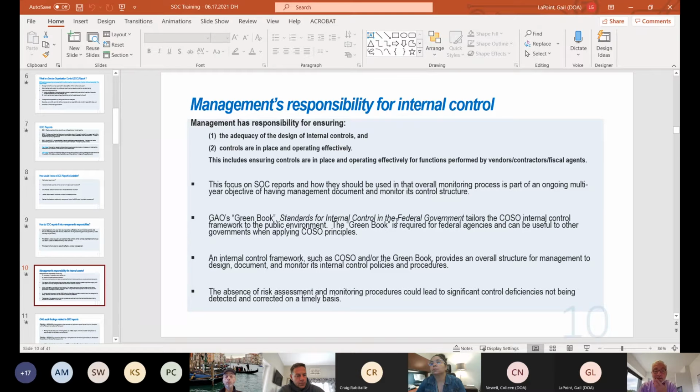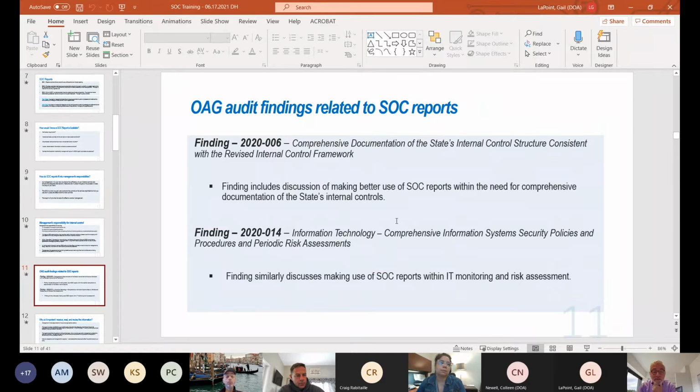So skipping over to 11, we've had two findings, as in even the 2020 audit, about comprehensive documentation of the state's internal control structure, and this fits within that. And then also on information technology, on the continual monitoring of system security policies. The SOC reports that are available for certain types of situations are a useful and effective way to work that into the overall IT monitoring process as well.